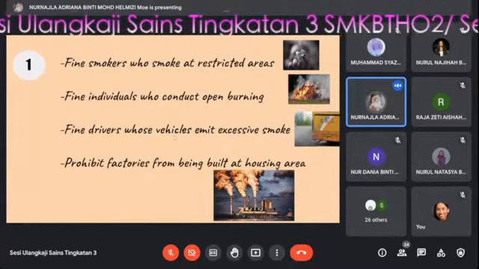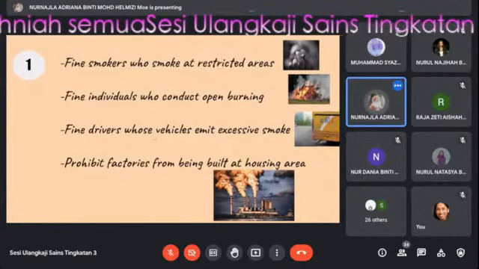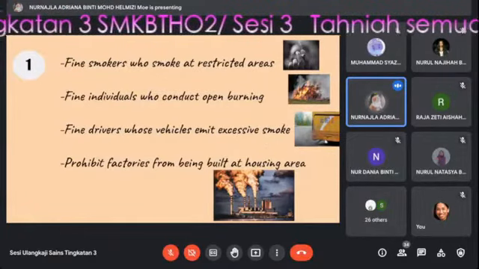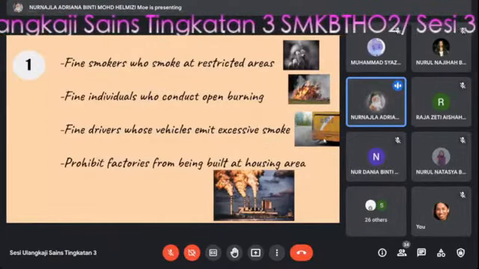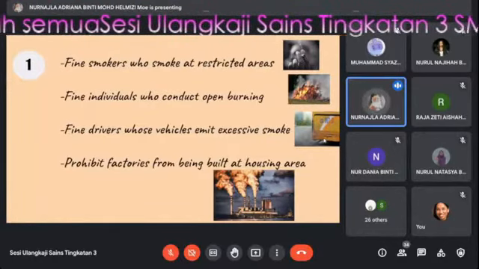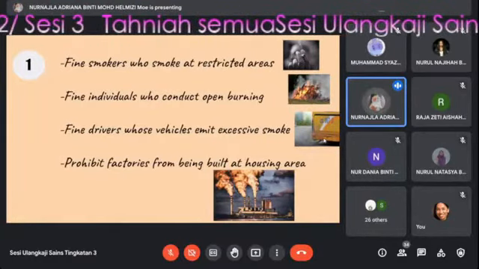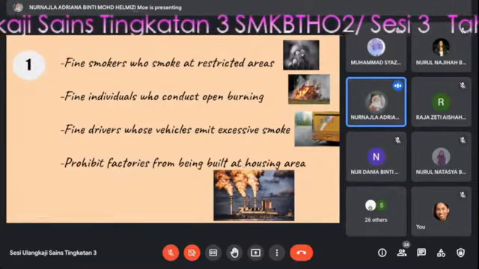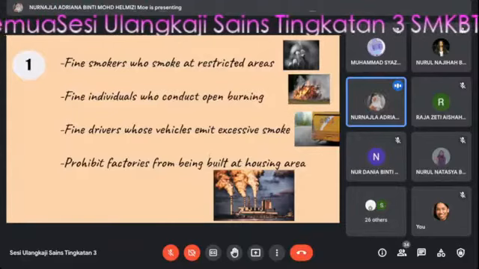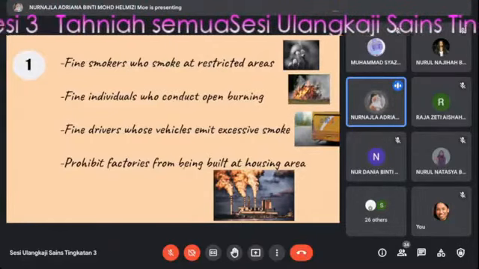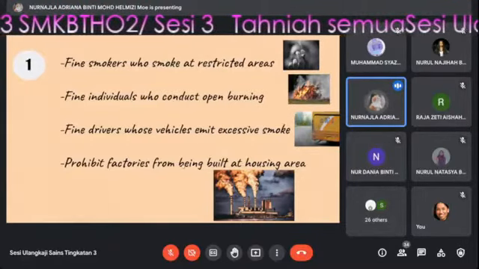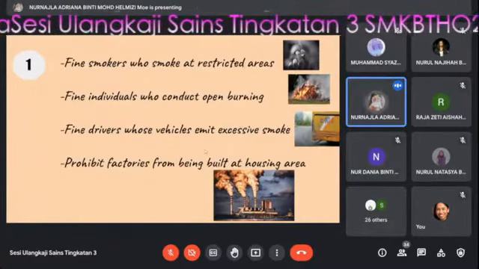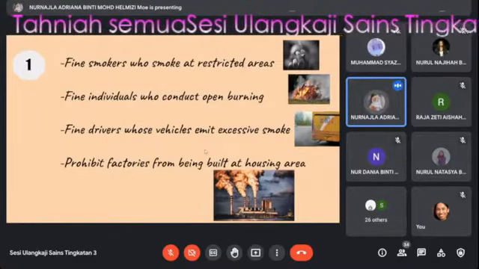Nombor 3, fine drivers whose vehicles emit excessive smoke. Maknanya kita saman pemandu kenderaan yang exhaust dia mengeluarkan asap berlebihan. Dan nombor 4, prohibit factories from being built at housing area. Kita tak benarkan kilang dibangunkan ataupun dibina dekat kawasan perumahan, sebab dekat kawasan perumahan kan banyak orang duduk, so tak eloklah untuk kesihatan.